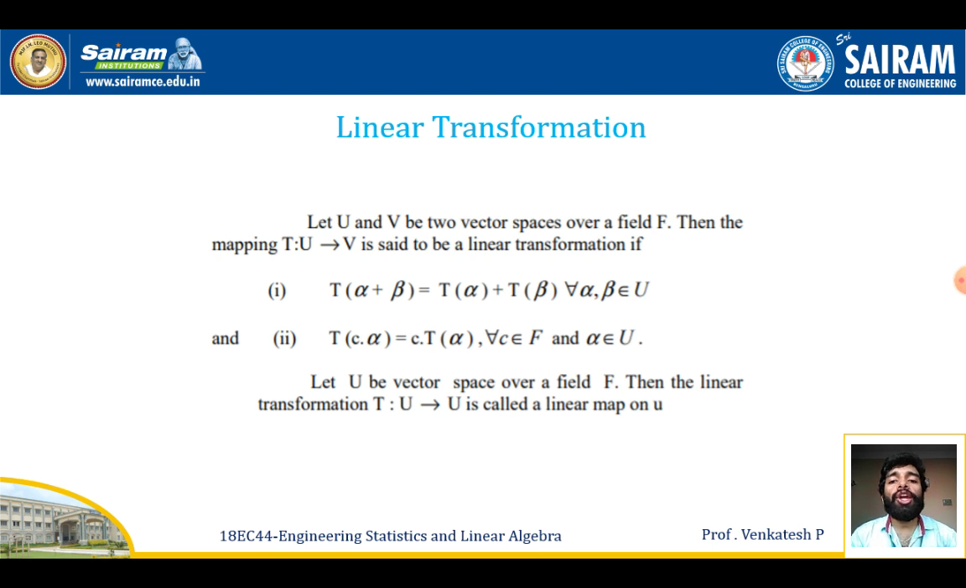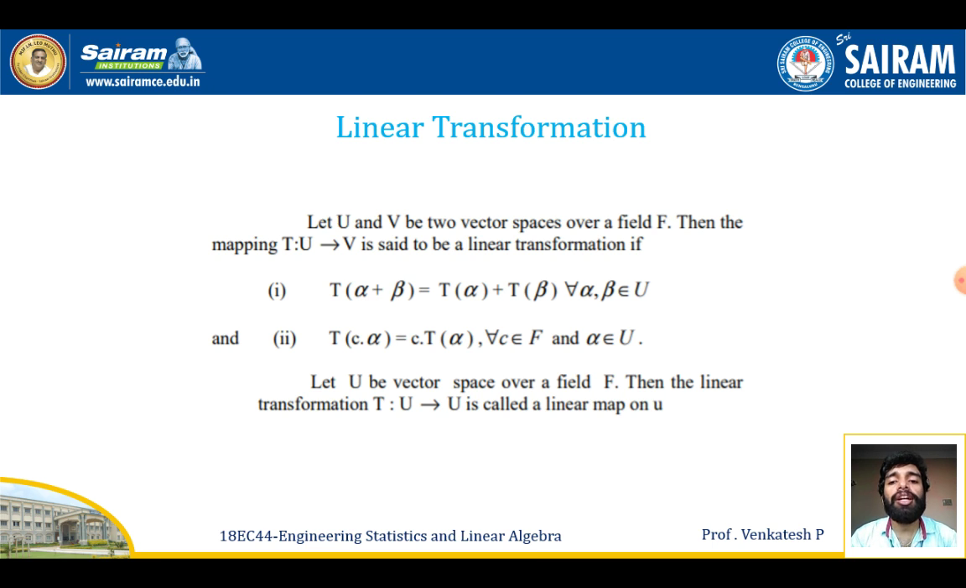Let U and V be vector spaces over the field F. In this linear transformation, I am considering two vector spaces, U and V, over the same field F. Then the mapping T from U to V is said to be a linear transformation if it satisfies the following conditions.